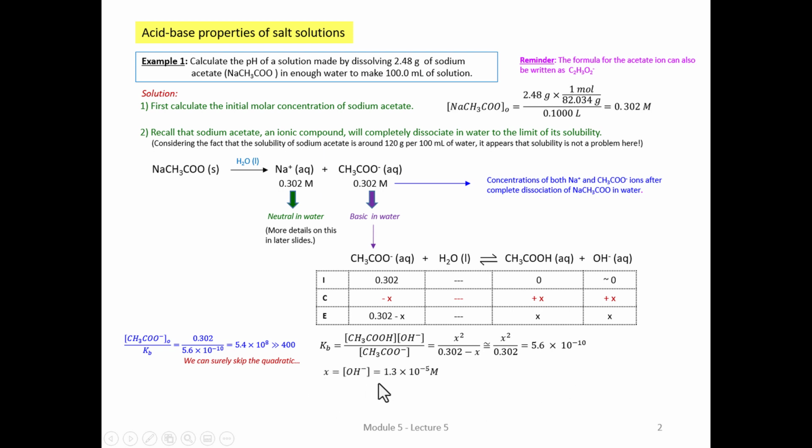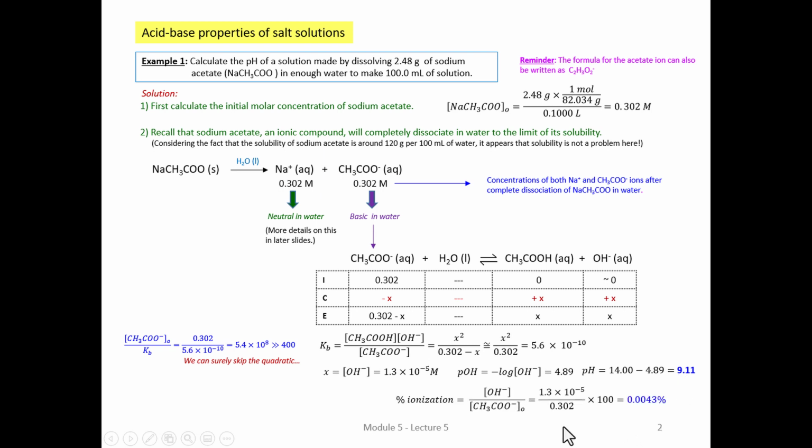If you solve for x, which is the hydroxide ion concentration, you get 1.3 times 10 to the minus 5 molar. The pOH is then 4.89. The pH is then 9.11. Note here, you have to remember that x is the hydroxide ion concentration. So sometimes folks make the mistake here of just saying, well, the pH is minus the log of this. That's actually the pOH. So we have to determine the pH from that. Bottom line, this is basic in water. The pH is greater than 7.